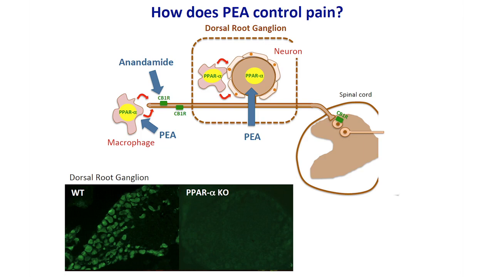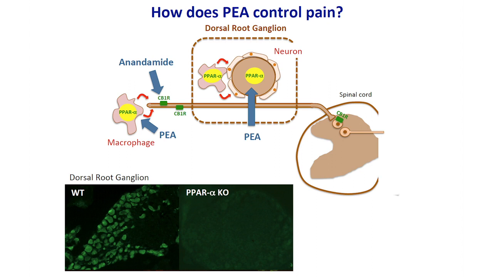But there is another group of cells here that are very, very important, and they're called the macrophages. Macrophages are cells of the innate immune system. And these macrophages, you see these red arrows here? It means that they release pro-algesic, so pain-inducing, and pro-inflammatory, inflammation-inducing compounds.